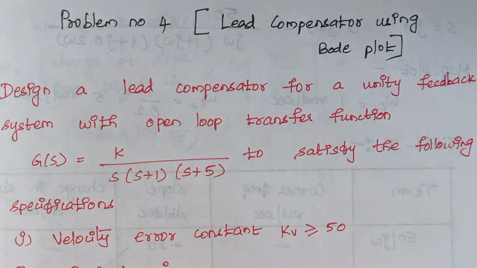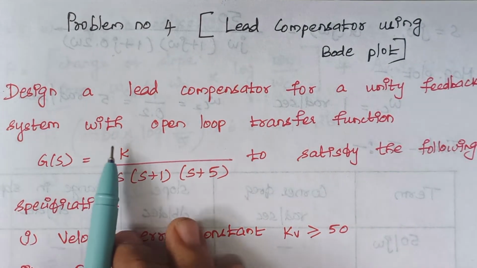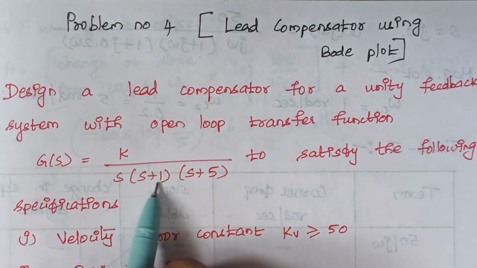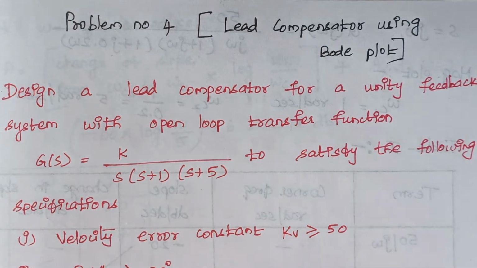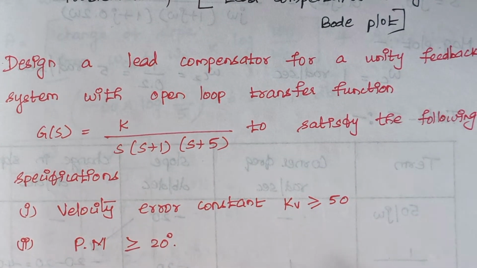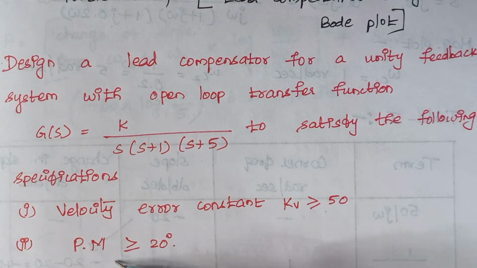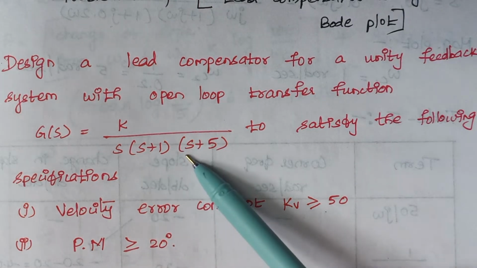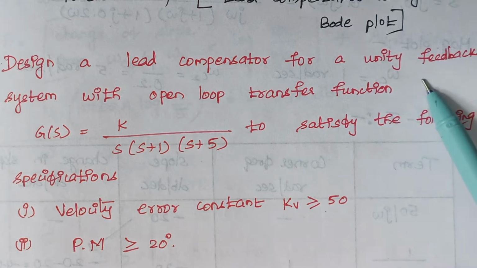Now, the problem is: design a lead compensator for a unity feedback system with the given open loop transfer function, to satisfy the following specifications. The first one is velocity error constant greater than or equal to 50, and phase margin greater than or equal to 20 degrees. So this is the given transfer function, right? And the type of feedback is unity feedback.